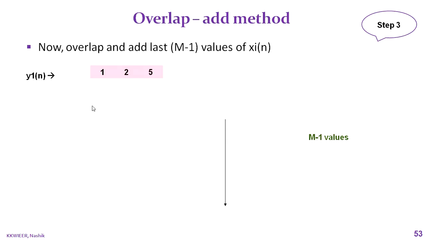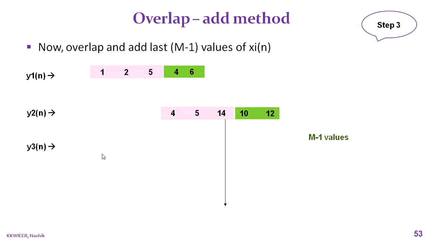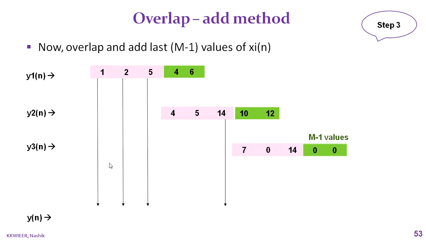Now overlap and add. So 1, 2, 5, 4, 6. These 1 to 5 will come as it is, and you are going to add this 4 and 6, that is the m minus 1 values, in the next sequence. Let us first write y1 of n, y2 of n and y3 of n like this. Now to calculate the final y of n, these 1 to 5 will come as it is, and the last m minus 1 values will get added in the next sequence. So 4 plus 4 will be 8, 6 plus 5 will be 11. That will be your next samples. 14 will come as it is.